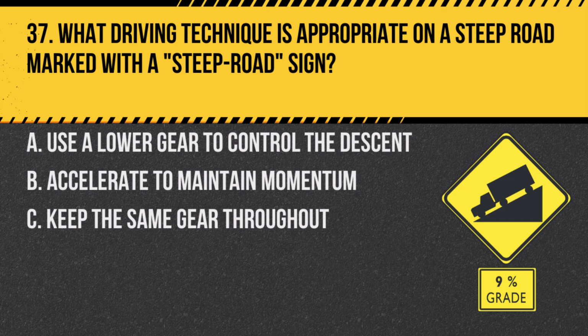Question 37. What driving technique is appropriate on a steep road marked with a steep road sign? A. Use a lower gear to control the descent. B. Accelerate to maintain momentum. C. Keep the same gear throughout. Answer: A. Use a lower gear to control the descent. This helps manage speed and maintain control.